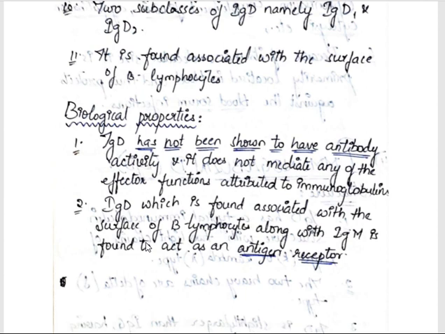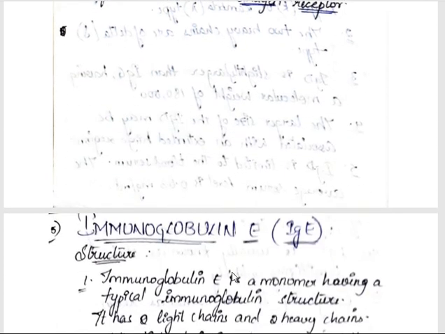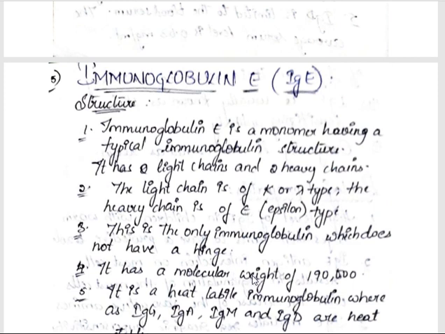Okay. Then moving to the last type of immunoglobulin, that is IgE. Here the heavy chain is of epsilon type, and IgE also possesses 4 polypeptide chains, 2 light chains and 2 heavy chains, and the 2 heavy chains are epsilon type and the 2 light chains are either kappa type or lambda type. And this is the only immunoglobulin which does not have a hinge region. This is very important. It does not have the hinge region, and its molecular weight is about 1,90,000.